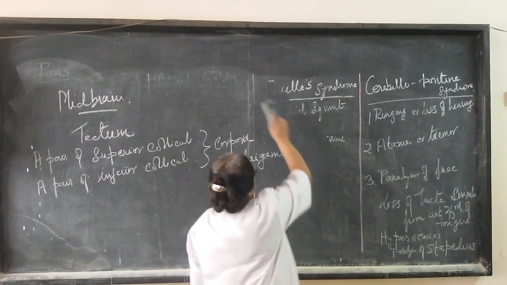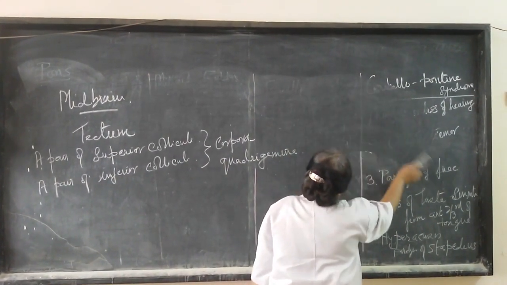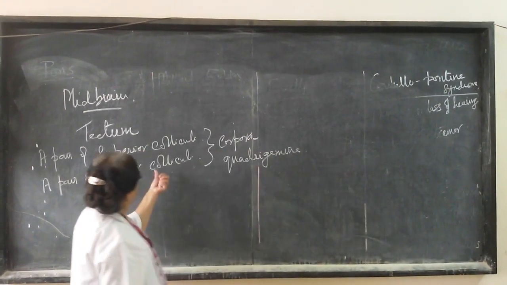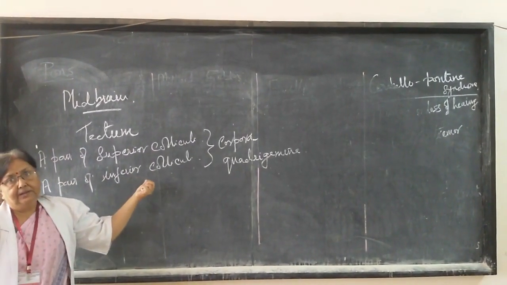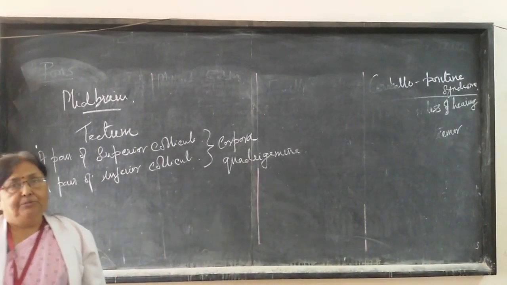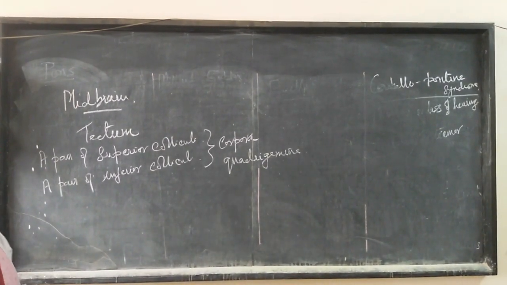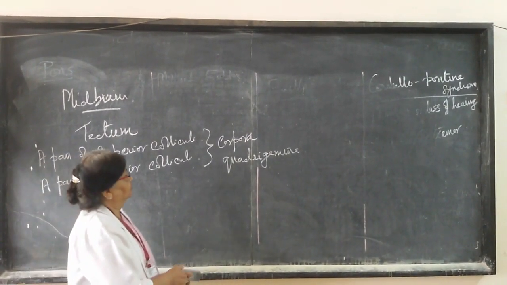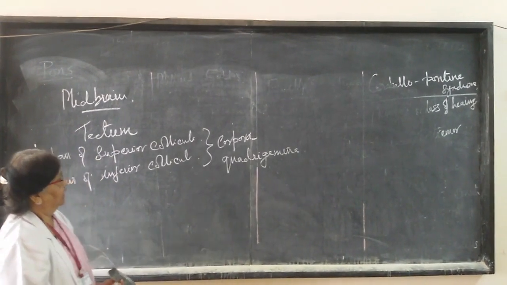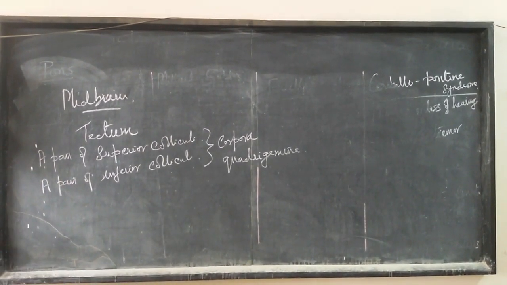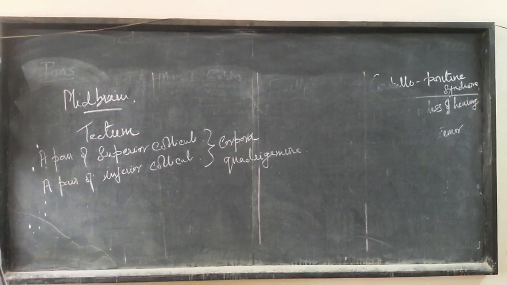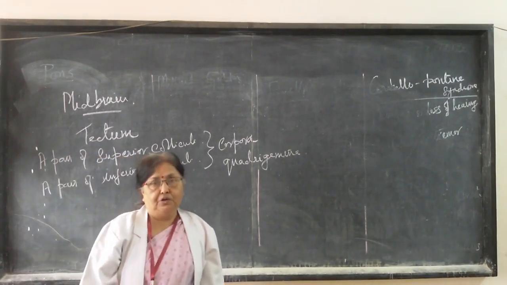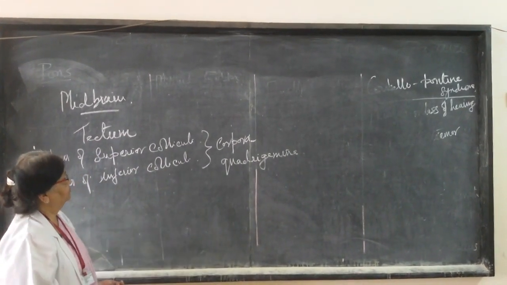Just below the inferior colliculus, we get the superior cerebellar peduncle. The medial margins of the superior cerebellar peduncles are connected by a sheet of gray matter, and this is pierced by the fourth cranial nerve. The fourth cranial nerve is the only cranial nerve emerging on the dorsal surface of the brain stem.